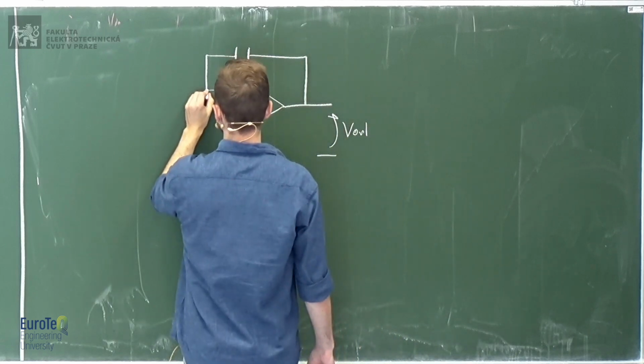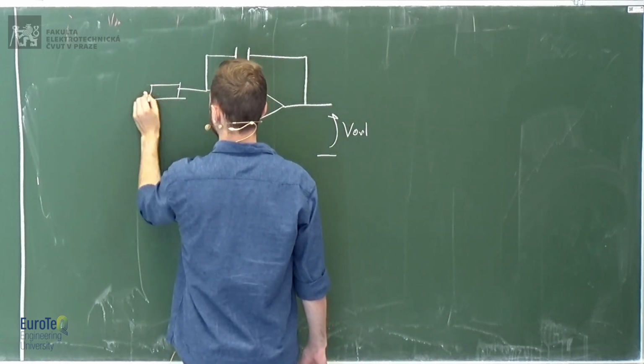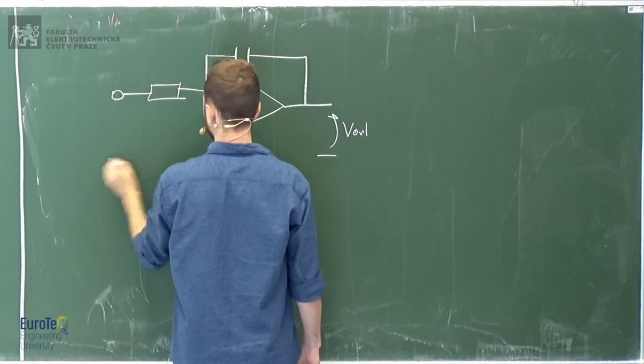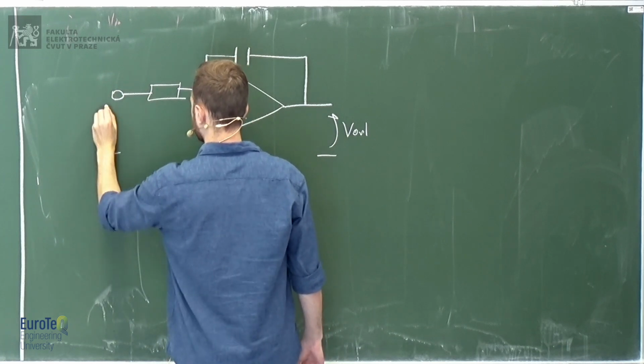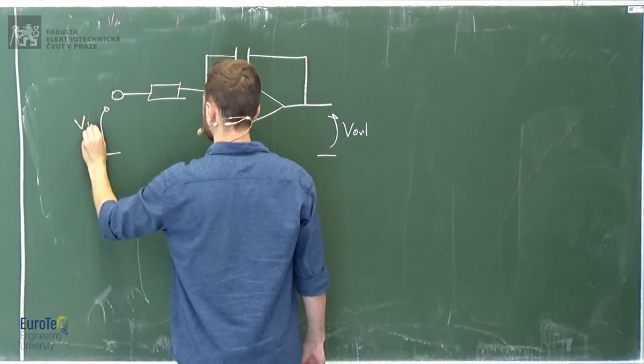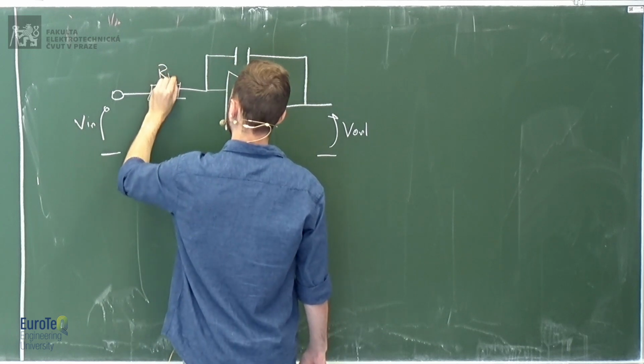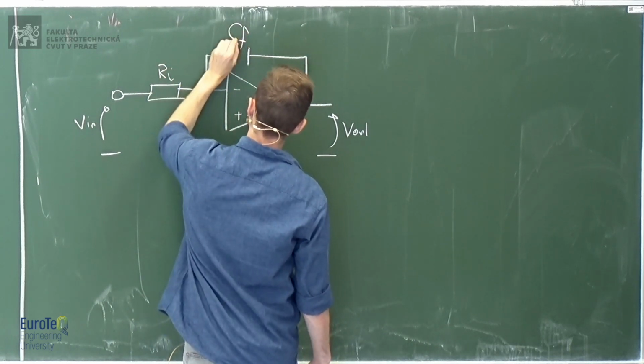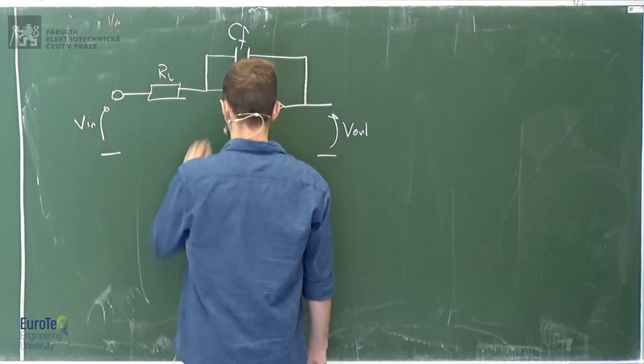And then we got an input resistor. And then we got Vn, Ri, Cf. And this goes to ground.